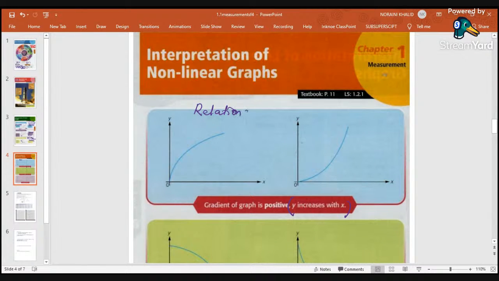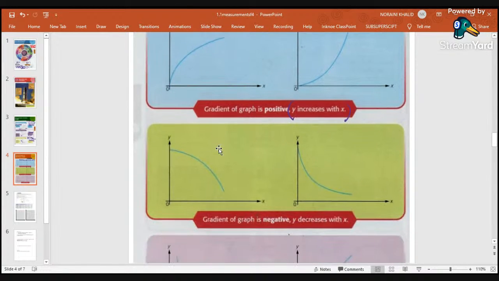Relationship, how to write? y increases with x. And this one, you get gradient negative. So the relationship: y decreases with x.